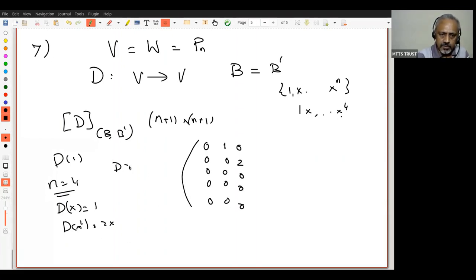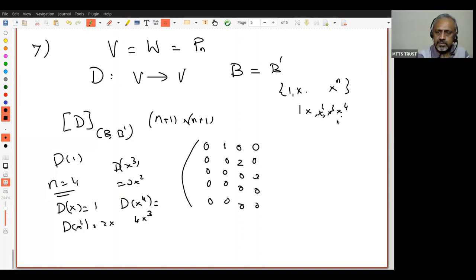And what is D of x cubed? That is 3x squared, but that is 3 times the third base vector, therefore it's going to be 0, 0, 3, 0, 0. And next I would look at D of x power 4. That is 4 into x cubed, but that is going to be 0, 1, 2, 3, 4, I have done right, 0, 0, 0, 4, 0. So this is a 5 cross 5 matrix.